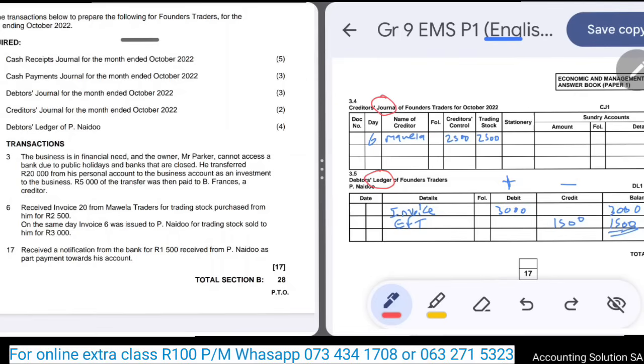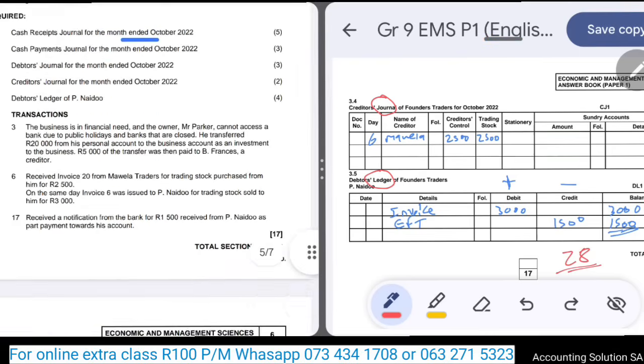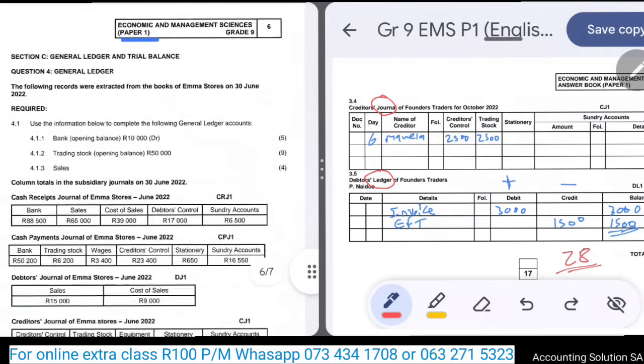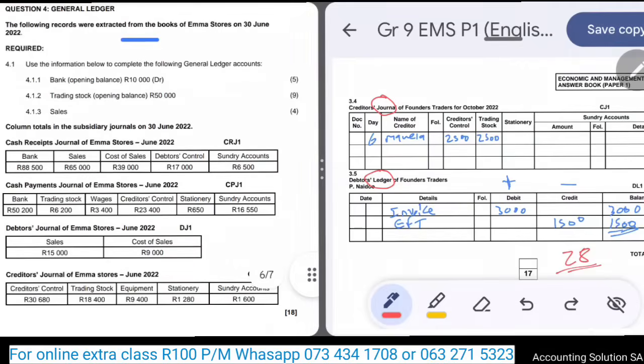Okay, so that's how you answer section B, and it is 28 marks. Okay, I know guys that if you are doing this question, and you try to watch it as much as possible, some of the things are going to come back. I'm still repeating, some of the things are going to come back, and it's going to be easy for you.